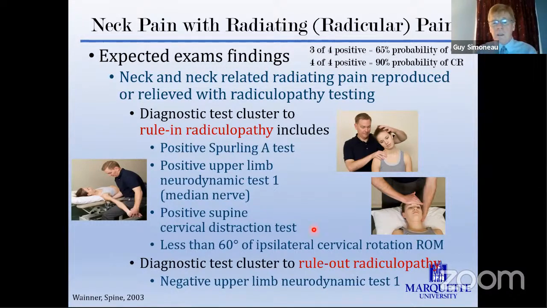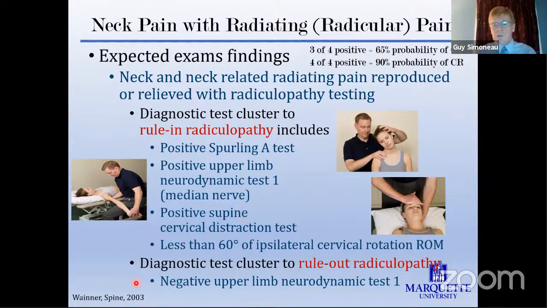And then finally, a positive test would be that the person is unable to rotate more than 60 degrees in the ipsilateral rotation. And that is because when we turn our head to the right, let's say that is the affected side, the mechanics of the cervical spine means that the foramen on that side is reduced in size, and that may be why you have that limitation of motion. If you have three or four of those, you have 65% probability of cervical radiculopathy. If you have all four, that probability goes up to 90%.